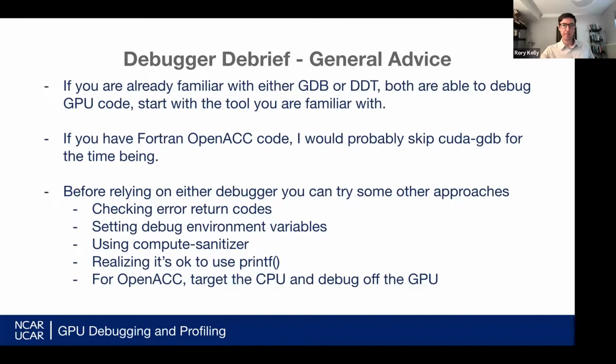And then again, for OpenACC, one other thing you can do if you have a problem in an OpenACC kernel, but the problem is a software problem that's not really related to the GPU, you can always target the CPU instead of the GPU and then debug the OpenACC on the CPU. So that's another approach you can explore if you have an OpenACC problem.